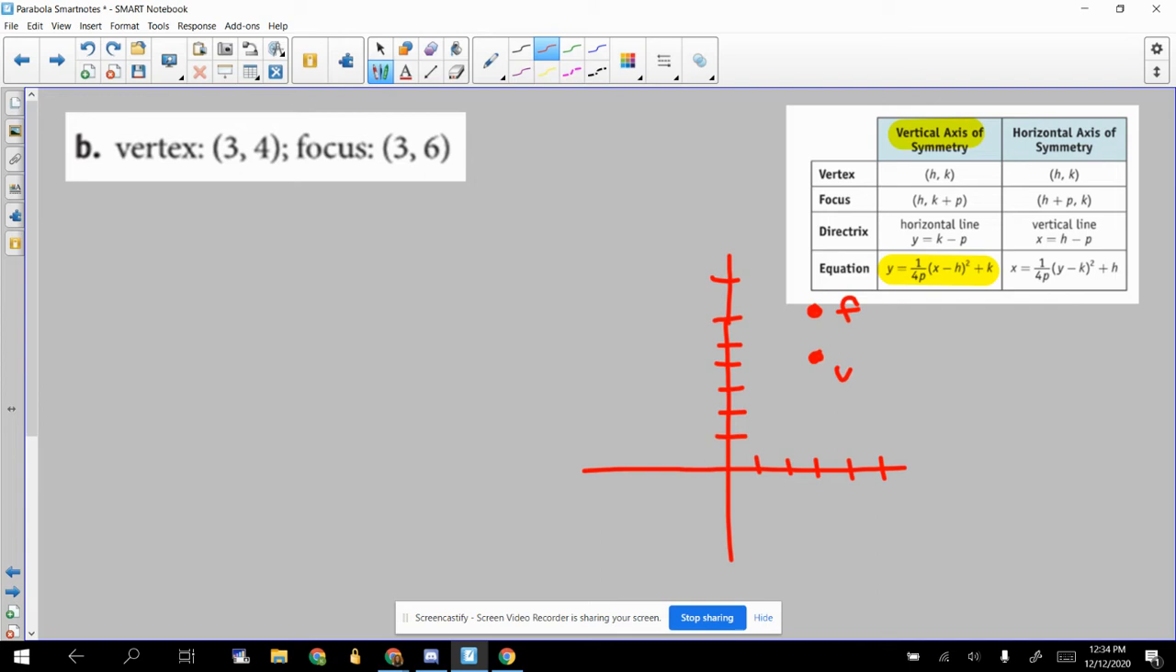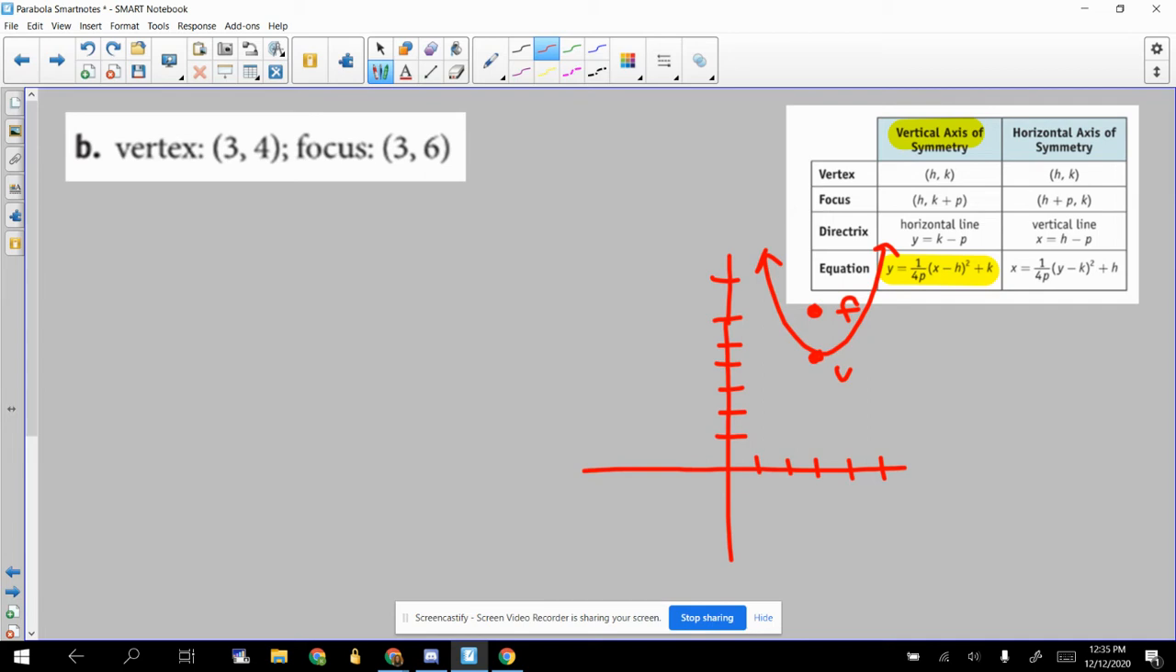A key piece of information that we talked about in class is that your parabola always opens towards the focus. So now we know that our parabola, and we're just doing a quick sketch, we don't know many more points, has to open up, because it always opens towards the focus and away from the directrix, but we'll talk about that more in a minute. Now we know what this picture looks like.